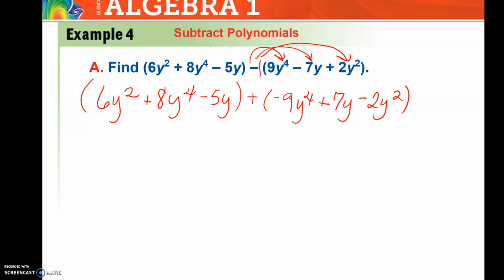Such a key fundamental part of what you're going to be doing in algebra from here on out. So if you can get that, that is awesome. So we changed all of those signs.